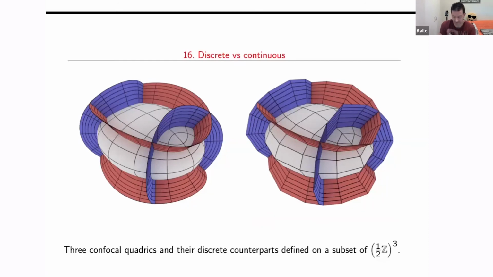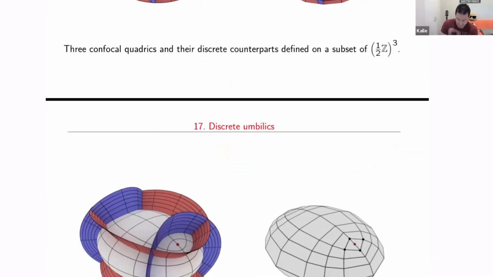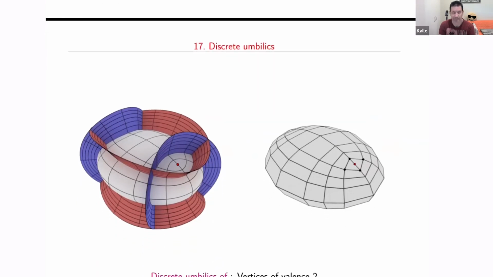Okay, so there are some subtleties involved. I'm not going to get into this because I'm running out of time. So you can see how good a discretization this is. I mean, it really looks the same. So what about umbilic points? So here's an umbilic point.